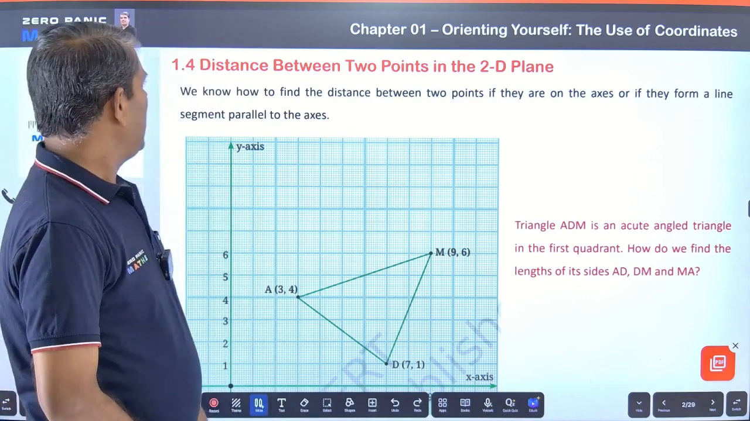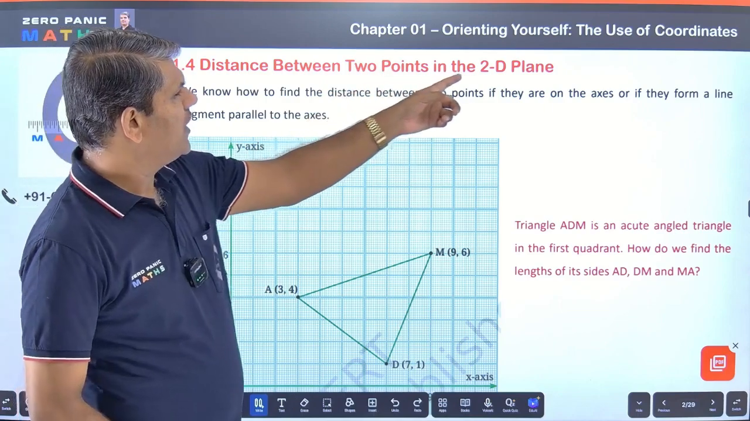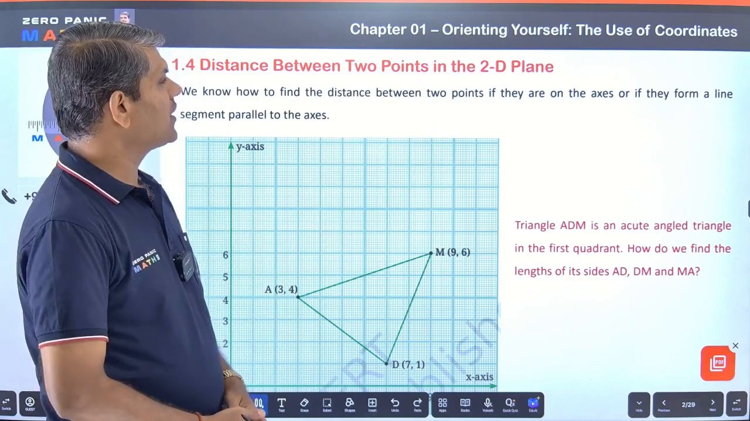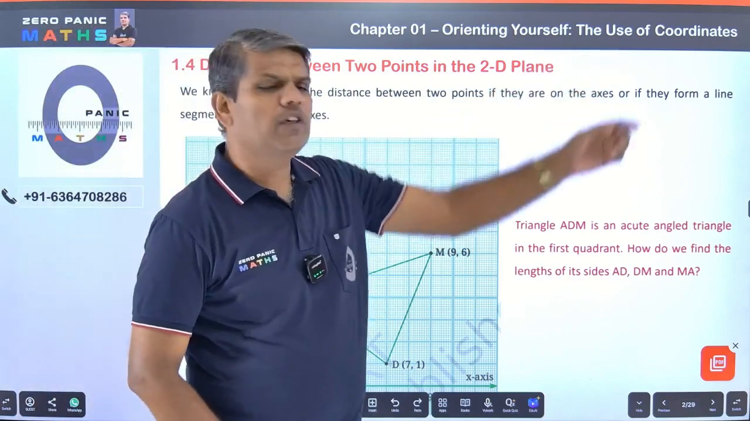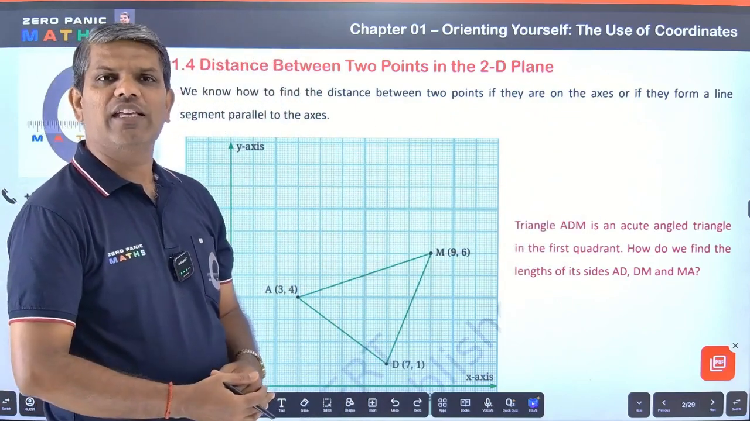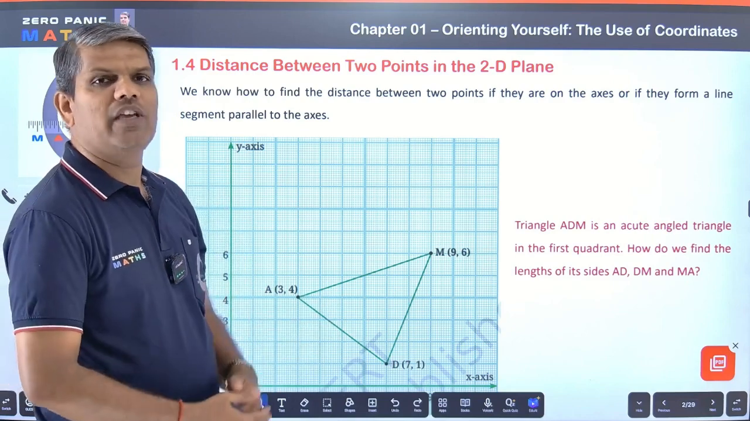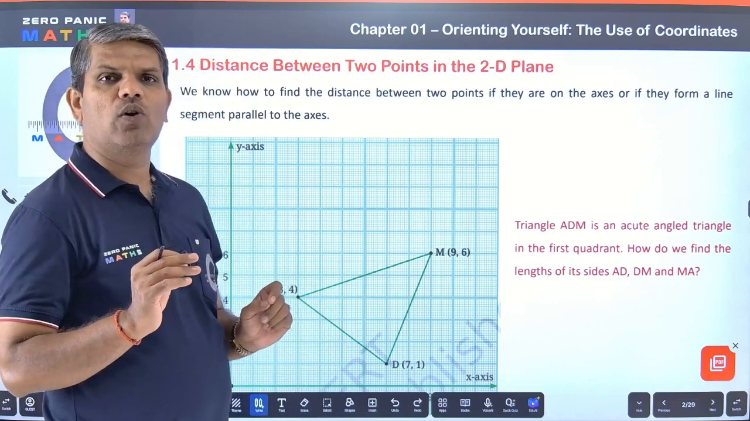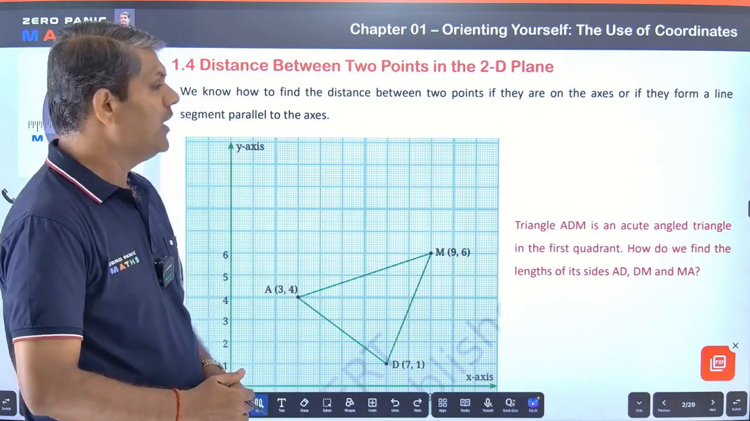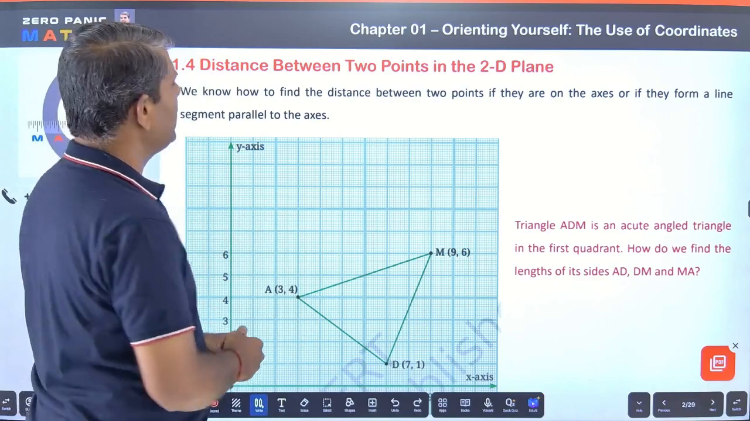So in today's session, let us continue our discussion on the concept of distance between the 2 points in the 2D plane. In the previous session, we discussed the introduction to the use of coordinates and what a two-dimensional coordinate system is, and we even solved some exercise problems in the previous video. If you have not watched that video, I suggest you please watch it before you start this one. The link is given in the description. Now let us continue our discussion on this concept today.